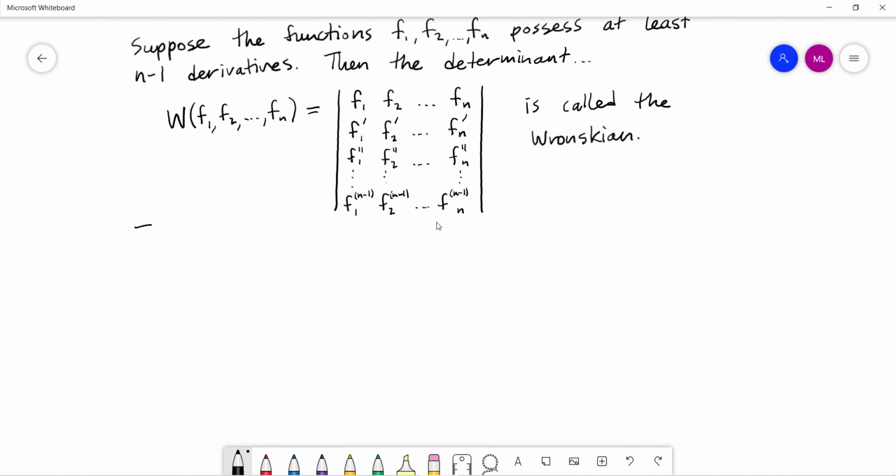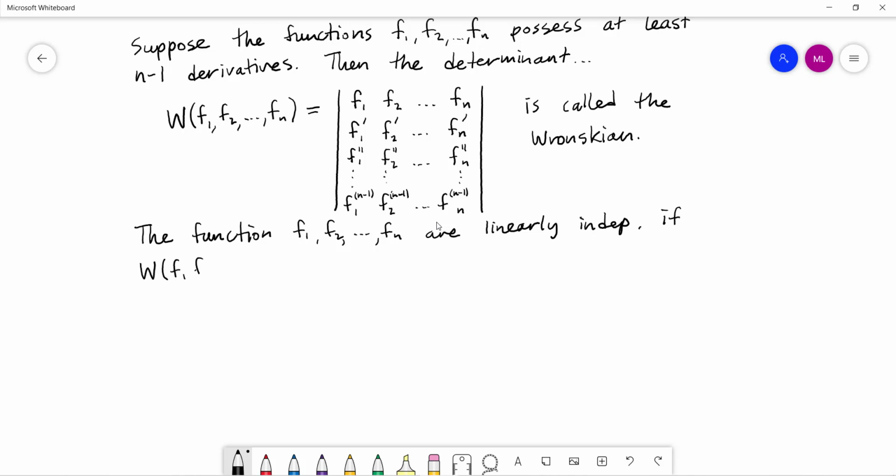It turns out the functions that we just defined, f1, f2, up to fn, are linearly independent if the Wronskian of those functions is not equal to 0 for all x on the interval of interest.